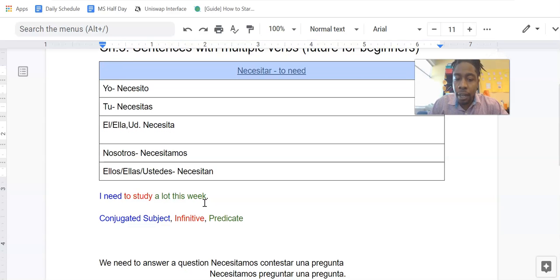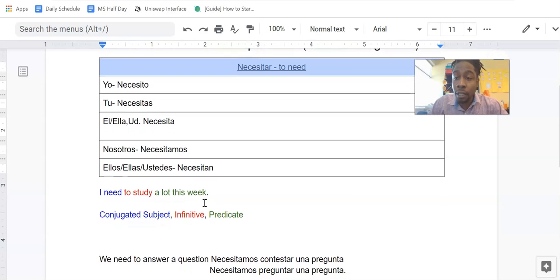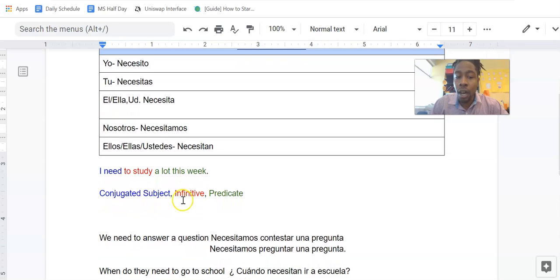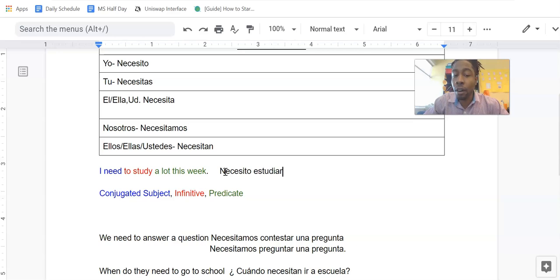So let's go ahead and look and see how this will work in Spanish. So if I wanted to say I need to study a lot this week, I need would be necesito. To study, if you check your vocab sheet, your 501 verbs, or the verb sheet I gave you, you'd see estudiar. And then a lot this week goes back to our preliminary lessons, mucho. Oh, I do not have the word this. Sorry about that. Esta semana.